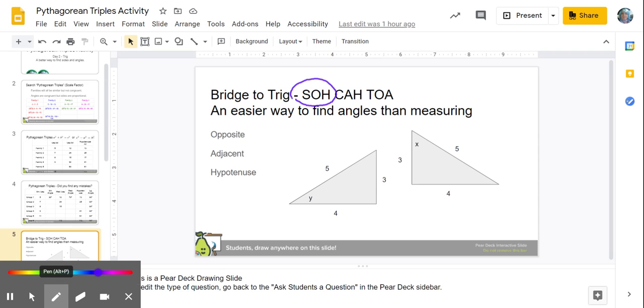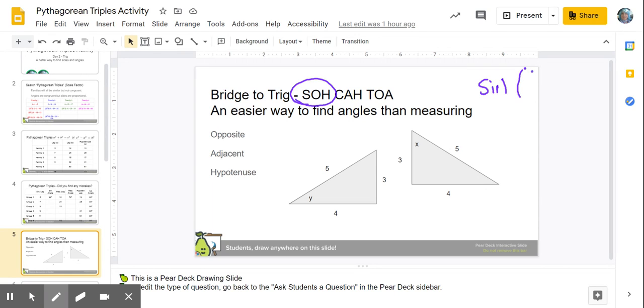So again, this SOH means sine, opposite, over hypotenuse. Opposite is what that says, even though my stylus is not working well. And hypotenuse. Okay? So sine, opposite, hypotenuse. This is the O, and this is the H.